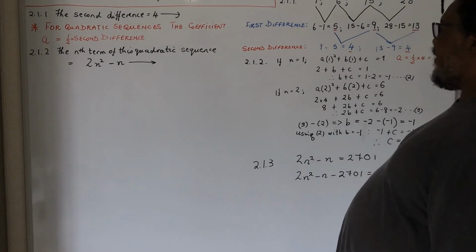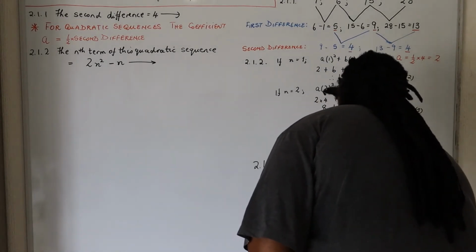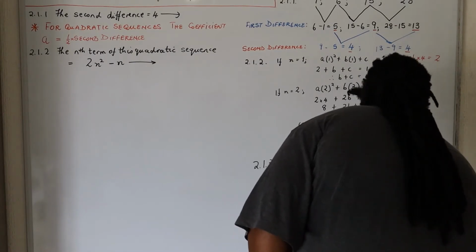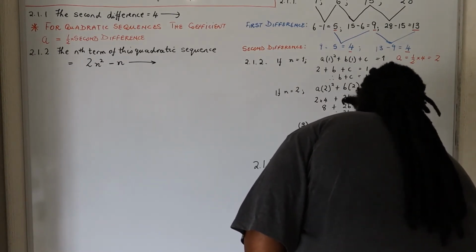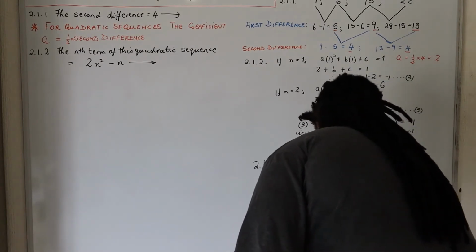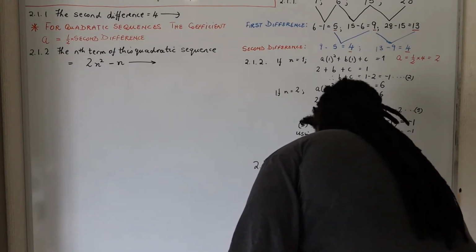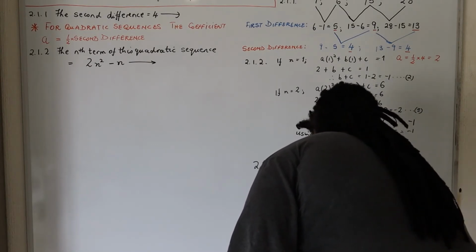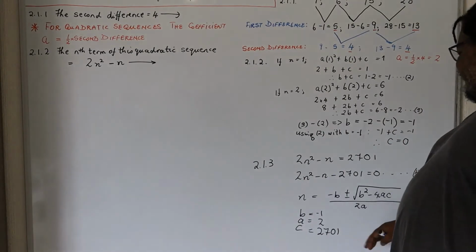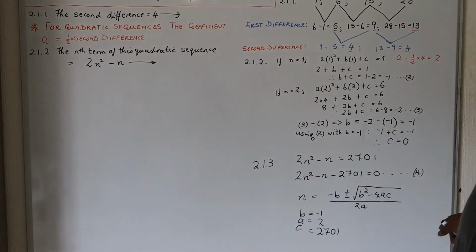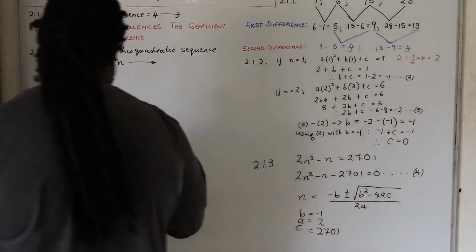Then this is a quadratic equation, and we will solve it using the quadratic formula, which is n is equal to minus b plus or minus the square root of b squared minus 4ac, all over 2a, and our b equals minus 1, our a equals 2, and our c equals minus 2,701. So if you substitute these numbers into this formula, you will get your value for n.